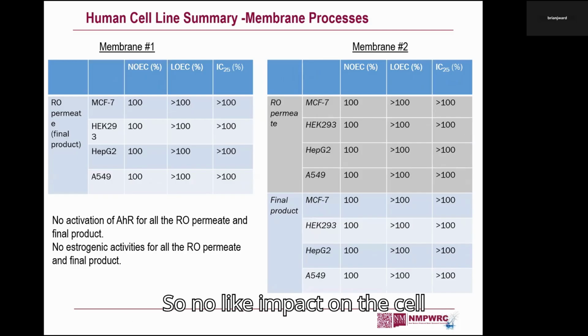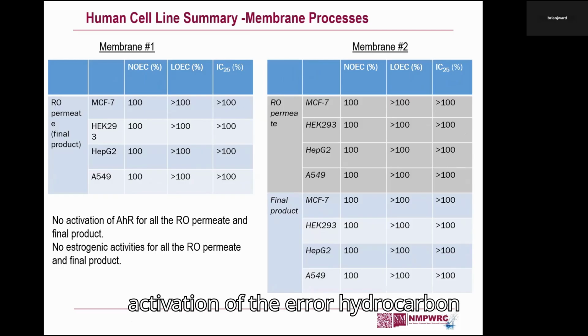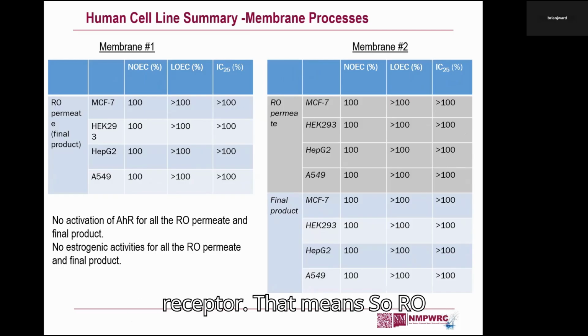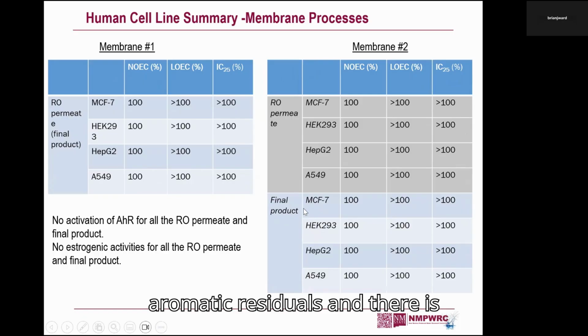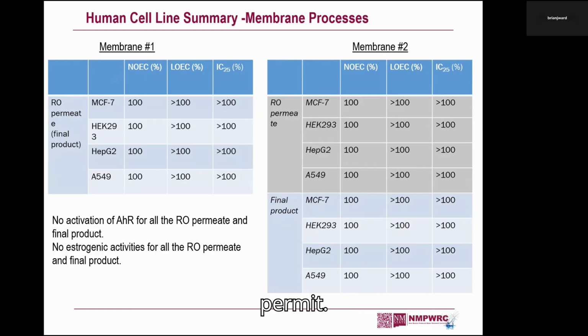There is no impact on cell viability for all the human cell lines. There is no activation of the aryl hydrocarbon receptor, which means the RO permeate doesn't really have any aromatic residues, and there is no estrogenic activity in all the RO permeate.